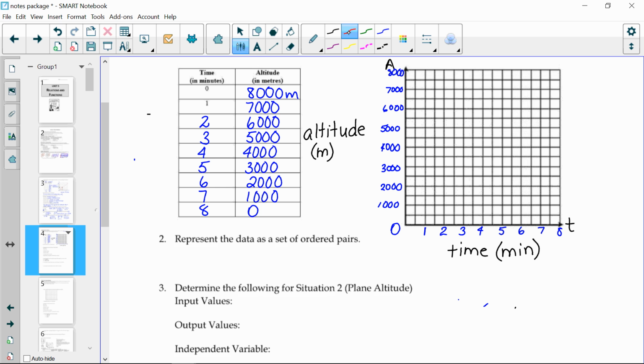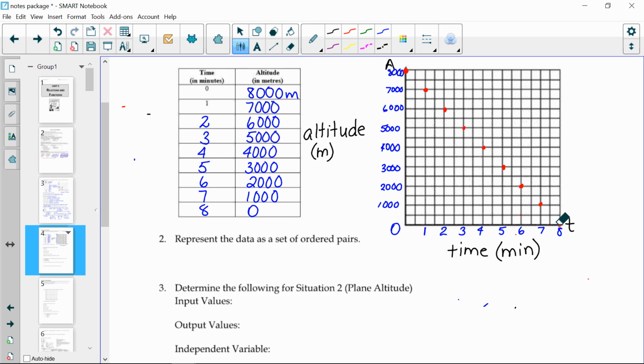Okay, so now let's plot our points. So when time is equal to 0, my altitude is 8,000. After 1 minute, it is 7,000. After 2 minutes, it is 6,000. And your graph should model what the plane is doing. Your plane is descending. I'm going to continue this on.